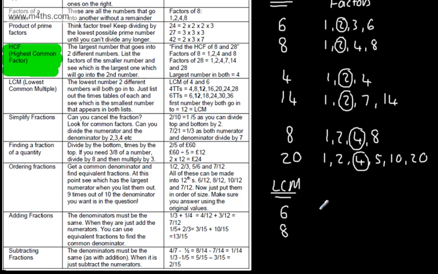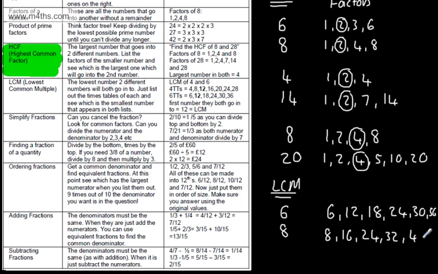So let's have a look at 6. The 6 times table will give me 6, 12, 18, 24, 30, 36. The 8 times table, 8, 16, 24, 32, 40 and so on and so forth. Straight off we can see the first number they both go into is 24. So all I'm going to do is write now that the lowest common multiple, the first number that both of these go into, is 24.